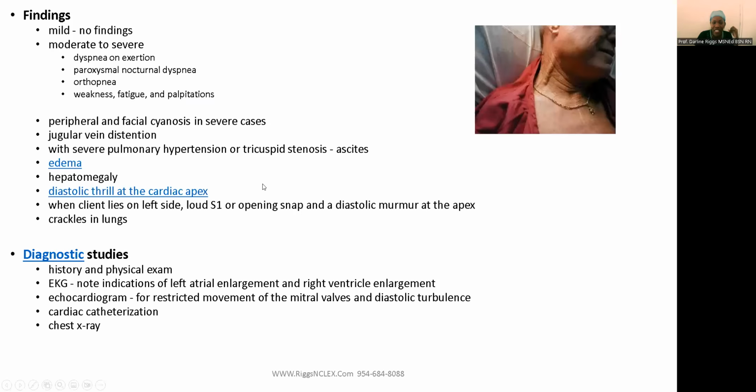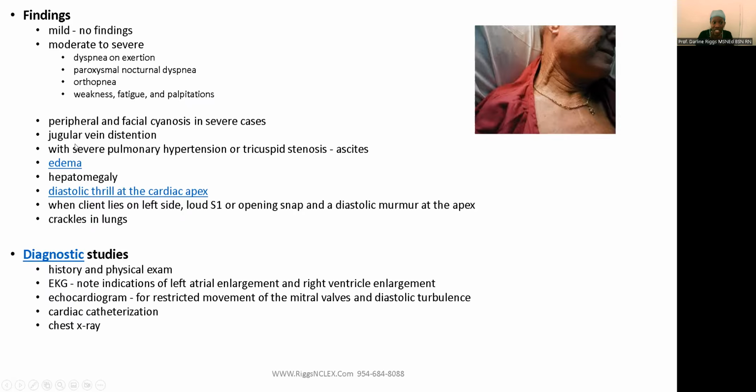So let's go over some of these signs and symptoms, how these people are going to look. So if we're talking right-sided, depending on the severity of it, you will see different signs and symptoms. So if it's moderate to severe, dyspnea on exertion, they can't go up the stairs, they can't go to the mailbox, they can't do much. Paroxysmal nocturnal dyspnea or orthopnea, they're weak, they're tired, they're palpitating. If it's severe, you're going to see cyanosis, peripheral, facial cyanosis.